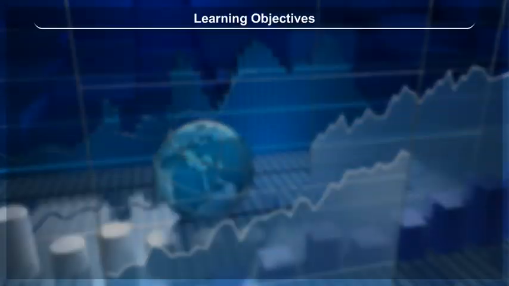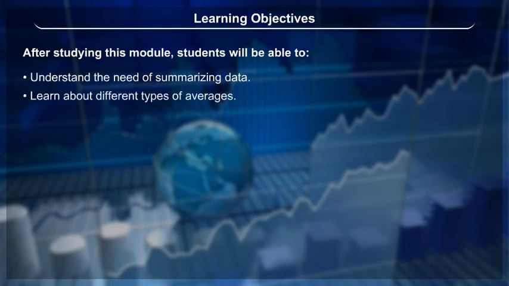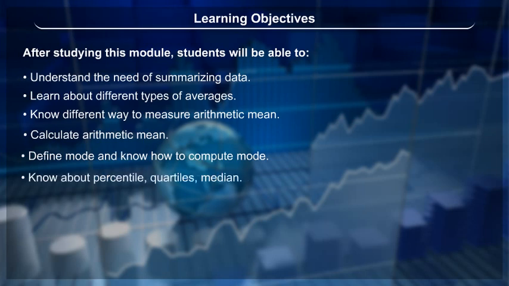Learning objectives. After studying this module, students will be able to understand the need of summarizing data, learn about different types of averages, know different ways to measure arithmetic mean, calculate arithmetic mean, define mode and know how to compute mode, know about percentile, quartiles, median, and know the ways to calculate median.